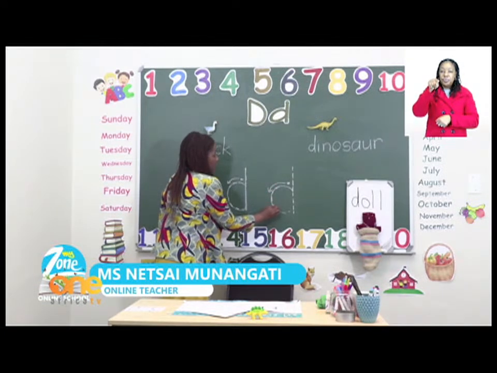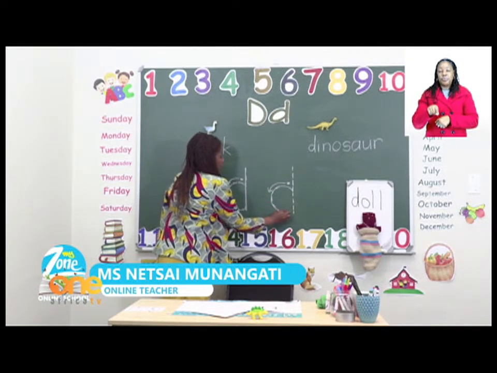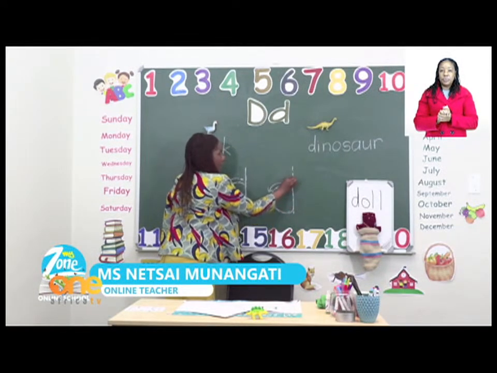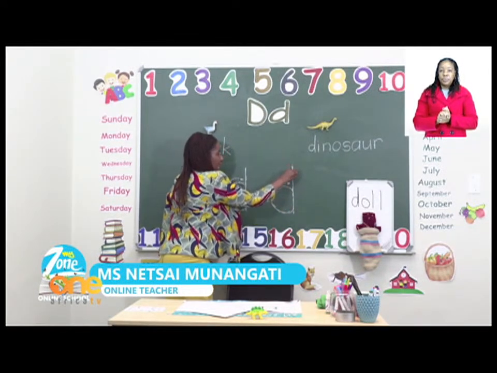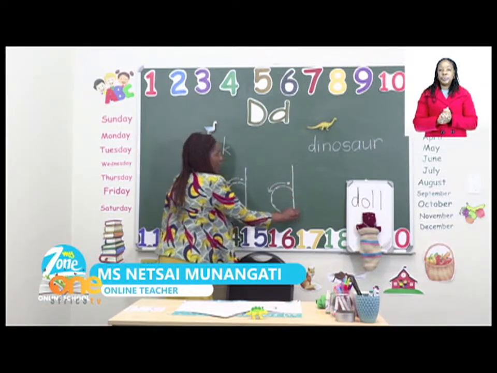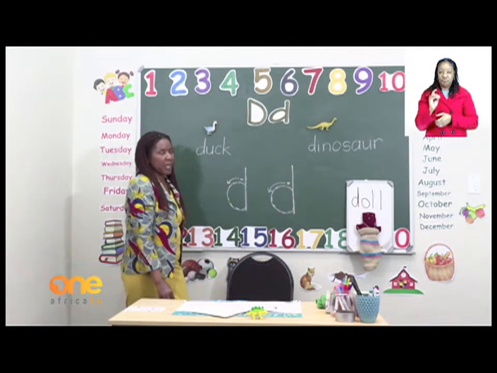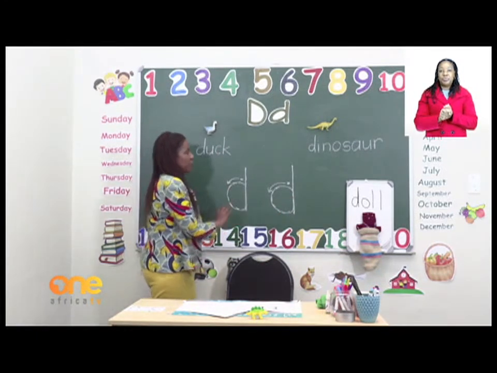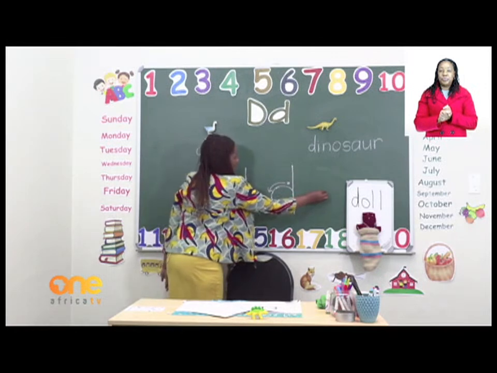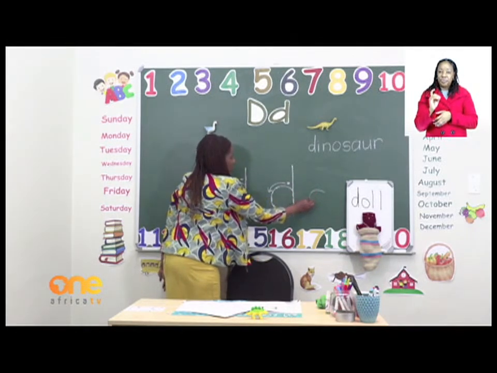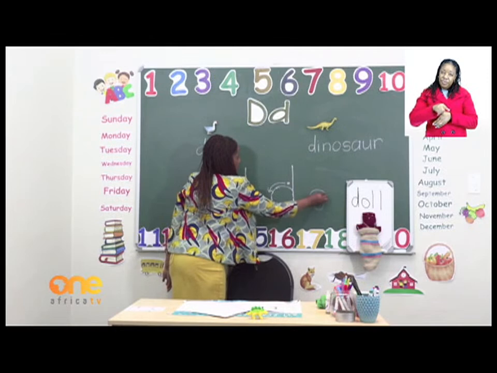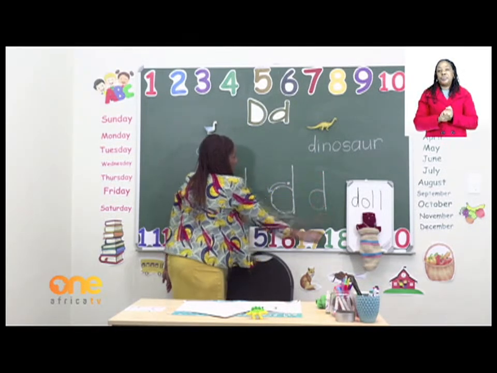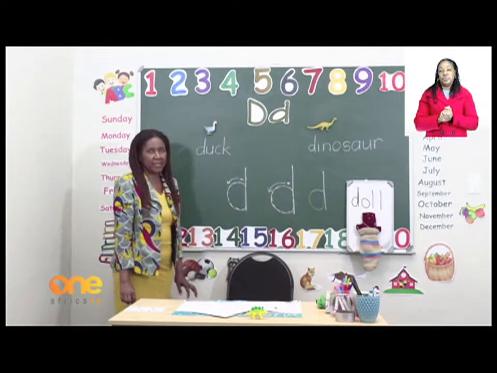We go all the way round. Then when we get somewhere here, we go straight up, up, up, and we go down. That is how we write letter D. I will write letter D without tracing so that you can see how this is done. We go round, straight up, up, up, and we go down. That is how we form letter D.